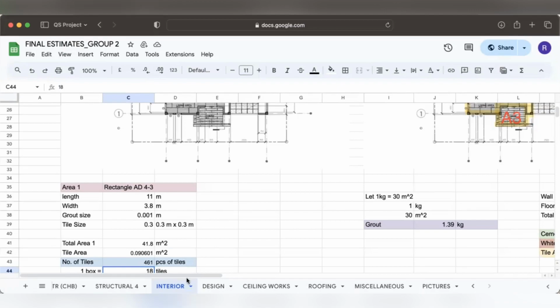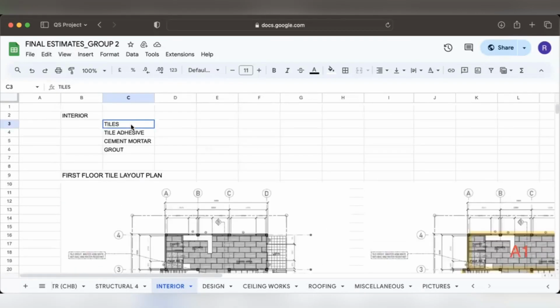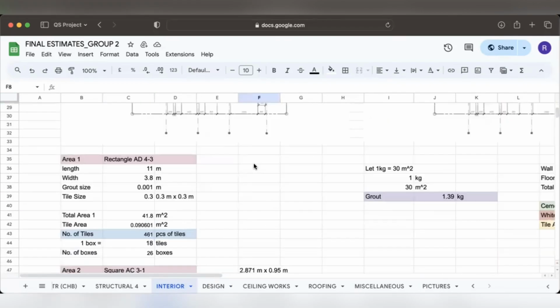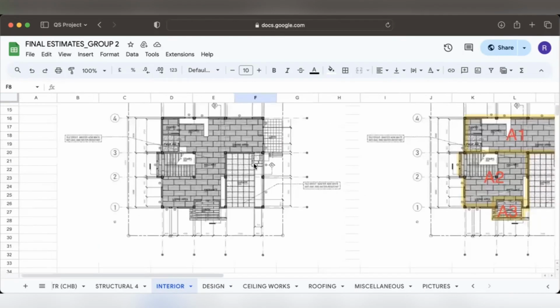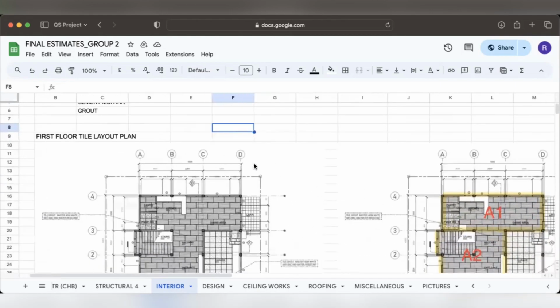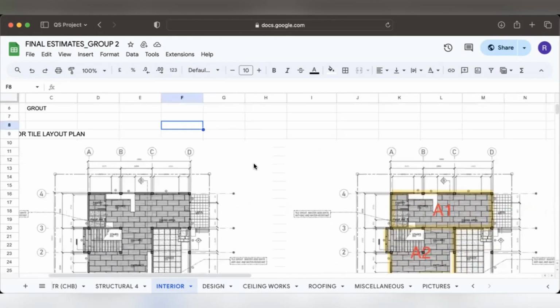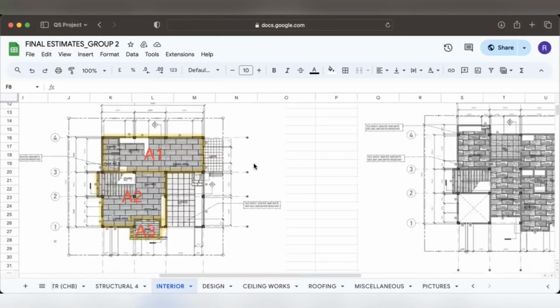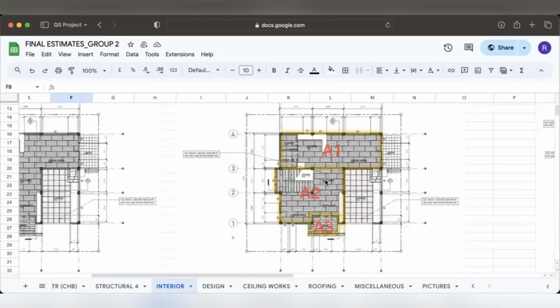I'm going to talk about my task, which is to calculate the interior parts and design the tiles, tile adhesive, cement mortar, grout, including the paint and paver. So starting off with the tiles, here we have layout plans for the first floor and second floor. First, we will start with the first floor, or the ground floor.